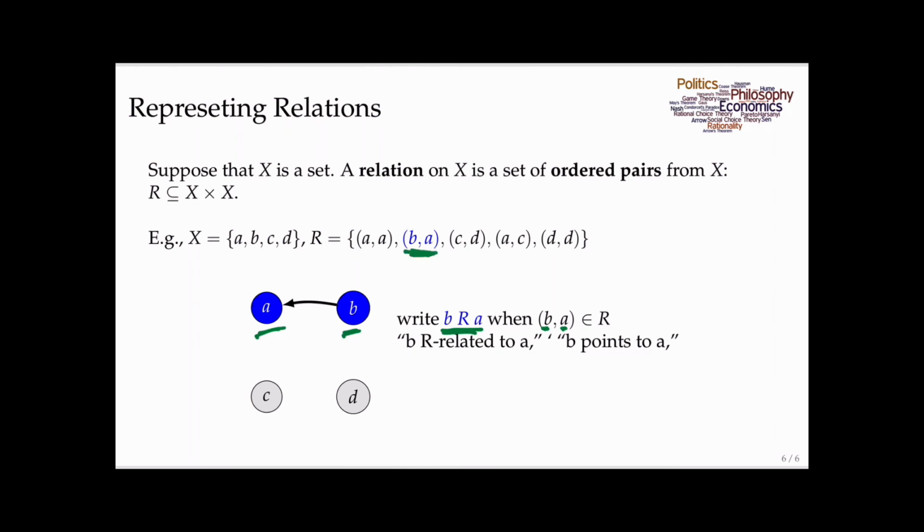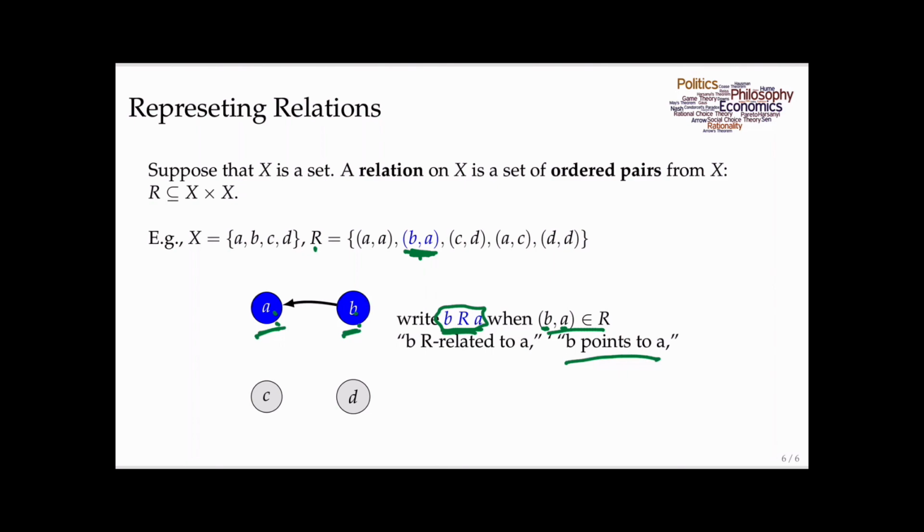So the tuple BA, or I'll sometimes say the pair BA, is an element of the relation. It's an element of the set of tuples that the relation picks out. So BA is in this relation. So BA is in R, and I'll denote that by writing BRA. And we might say things like B is R-related to A, or B points to A. And I'm going to draw an arrow from B to A to signal that B is on the left-hand side and A is on the right-hand side.